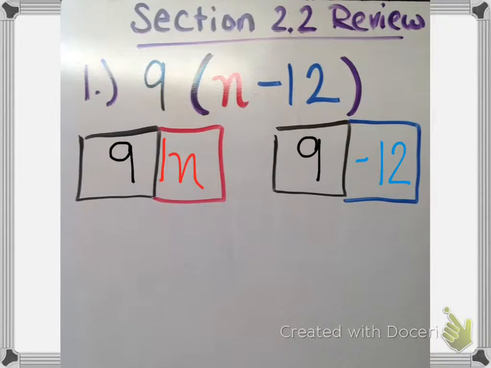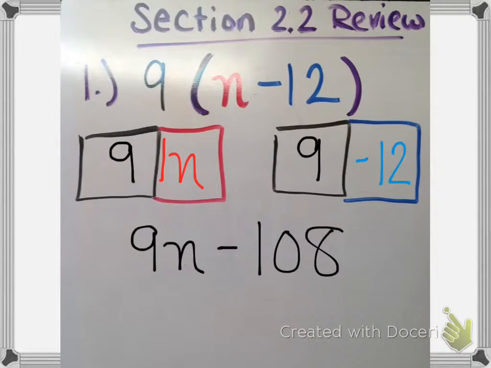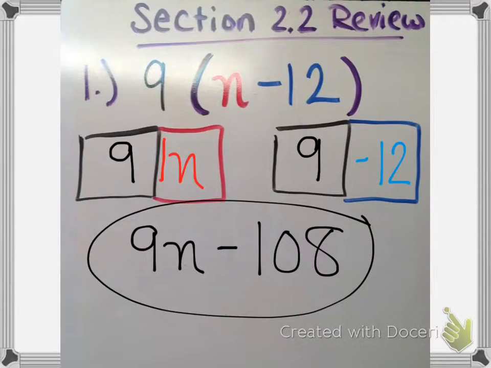Now it's time to multiply. 9 times 1, they're both positive. That is a positive 9. Bring down the n. 9, which is positive, times a negative 12 will give you a negative 108. So your answer is 9n minus 108.